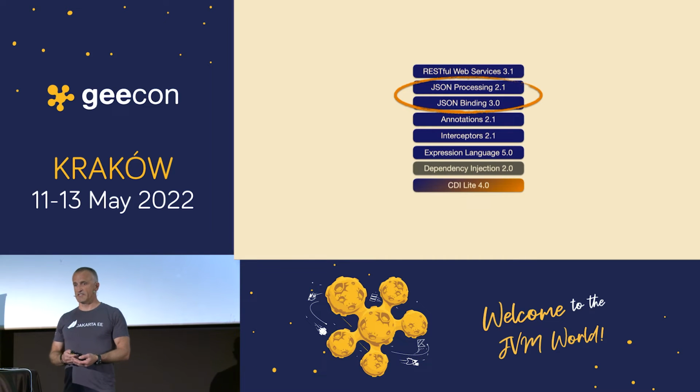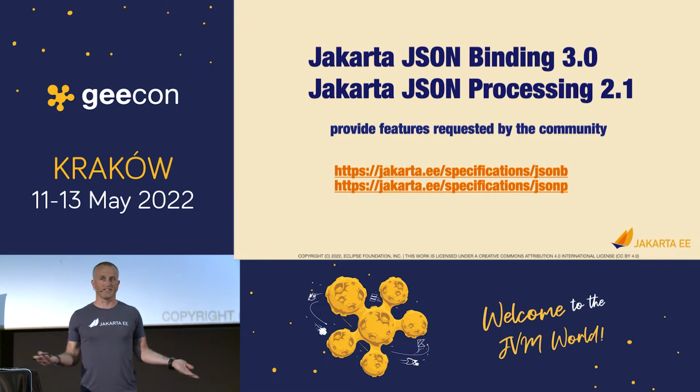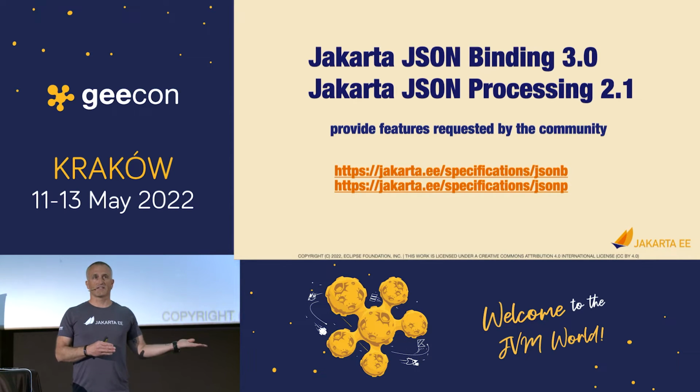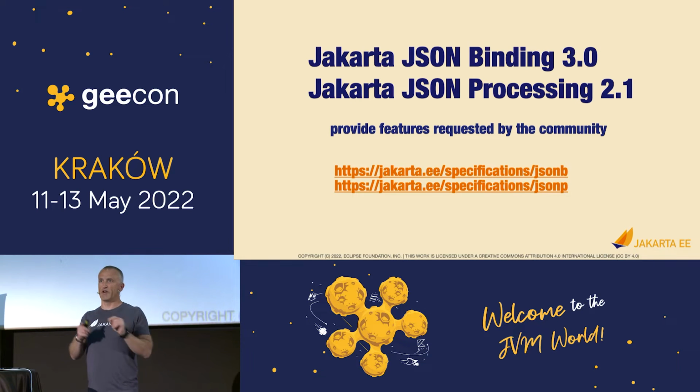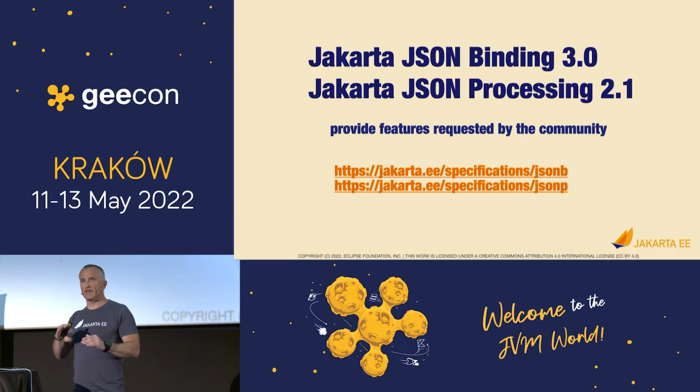The JSON specifications, I won't go into the details there, but what they're doing is to provide features requested by the community to make lives easier for developers. And you can see here JSON binding is a major update and processing is a minor update. And binding is a major update because they changed the method signatures in one of their methods. So it's a breaking change. That's why it's a major update. Otherwise, it's smaller features that the community has requested and kind of tuning here and there.